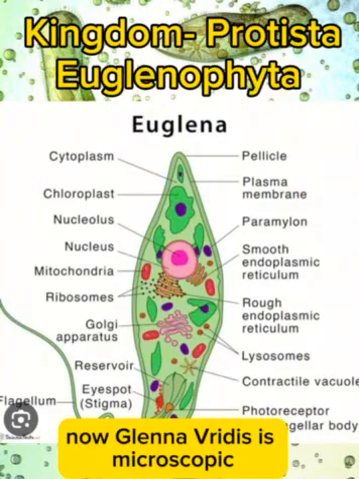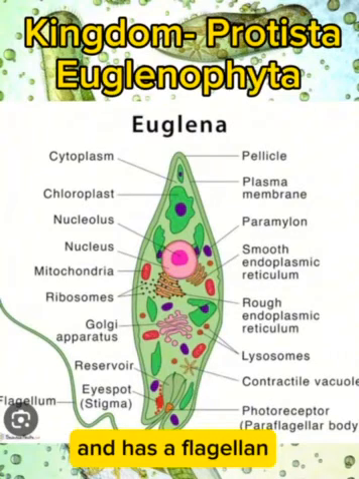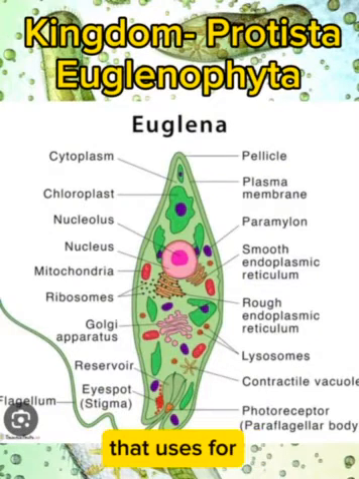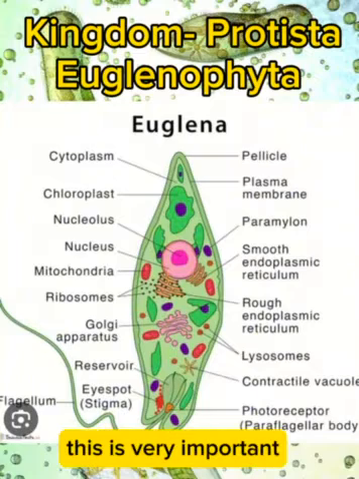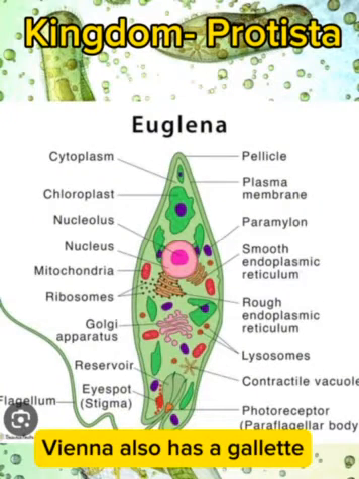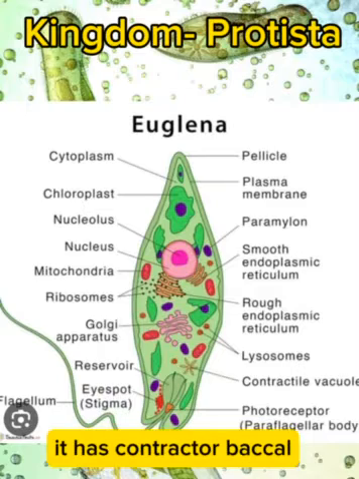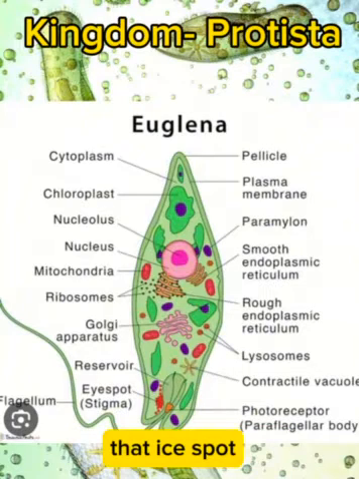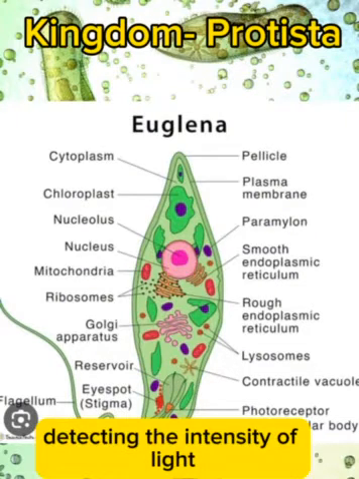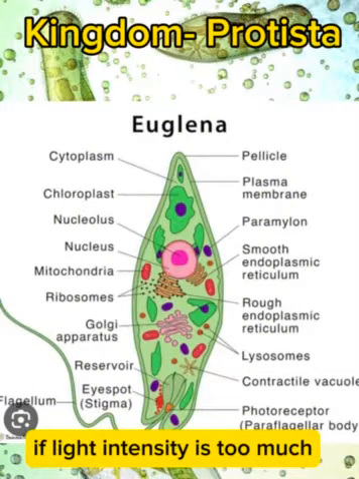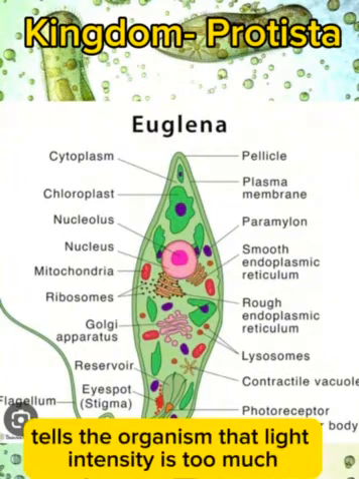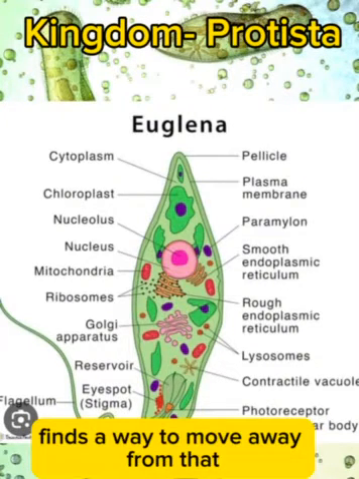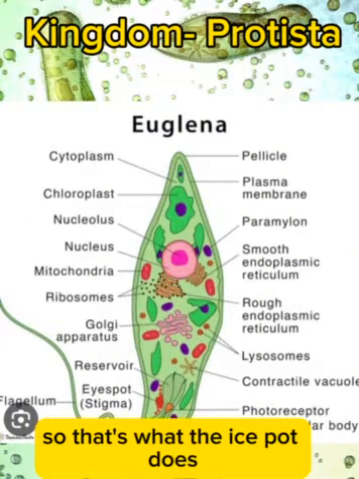Now, Euglena viridis is microscopic, is unicellular, and it has a flagellum or flagella that it uses for its locomotion. This is very important. Euglena also has a gullet or a food passage. It has a contractile vacuole for osmoregulation. Euglena has an eye spot. That eye spot, it uses it for detecting the intensity of light. If light intensity is too much, the eye spot tells the organism that the light intensity is too much, and the organism finds a way to move away from that intense light. So that is what the eye spot does.